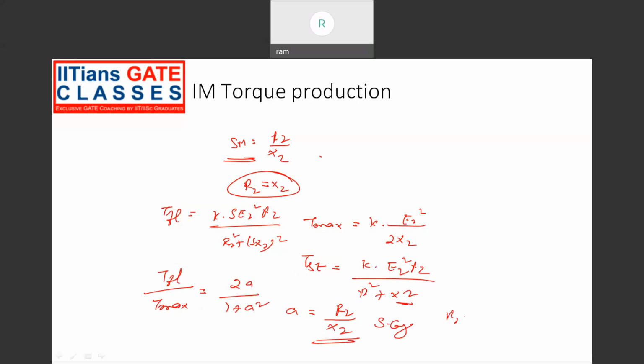But if it is a slip ring induction machine, since we have slip rings on the shaft, by means of slip rings an external resistance can generally be added. So we will have R2 plus RE by X2, where RE is an external resistance.